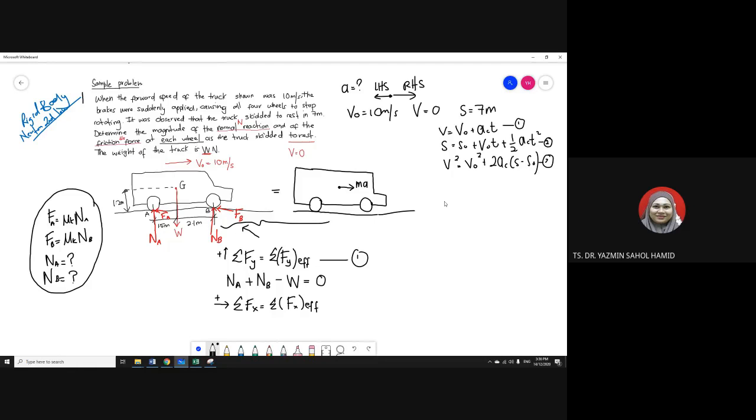So if you look at the third equation, V squared is 0, V naught is 10, A we need to find, and S minus S naught means 7 minus 0, which is 7. So what is our A? Can you find me what is A? Do you have a calculator? So what is your A?